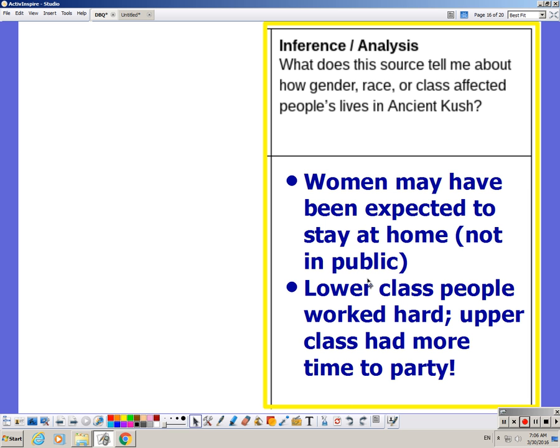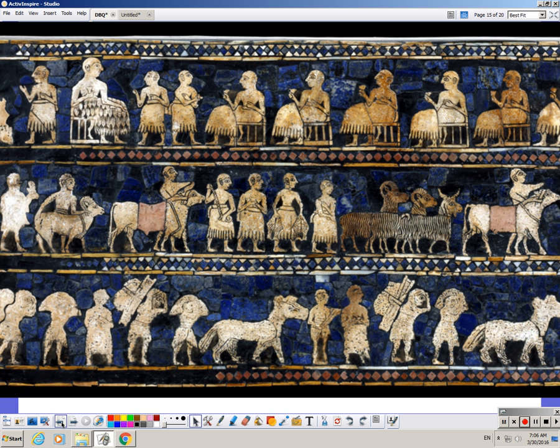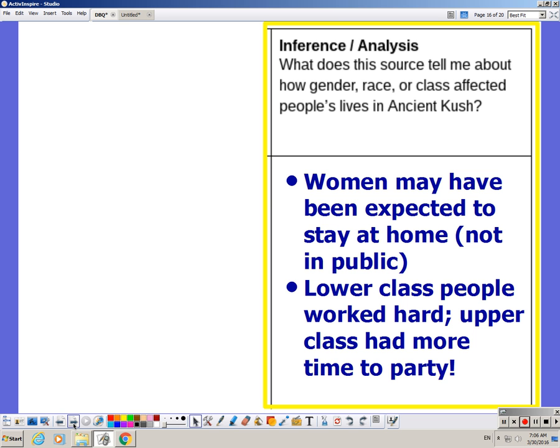So I've jotted down that inference. I'm also inferring that lower class people worked hard. Upper class people had more time, it looks like, for leisure. They're shown partying, sitting around, not really working. So this is my analysis right here.